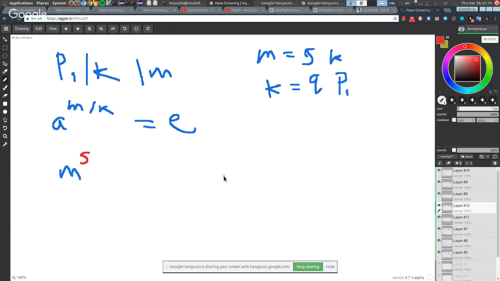However, we can also check a to the power m over p. So check m over p. This is equal to s times k.